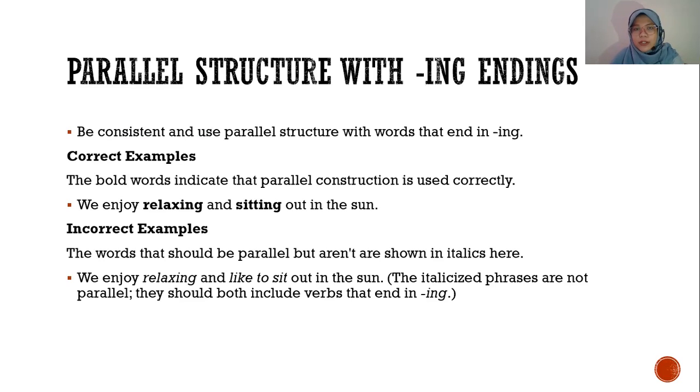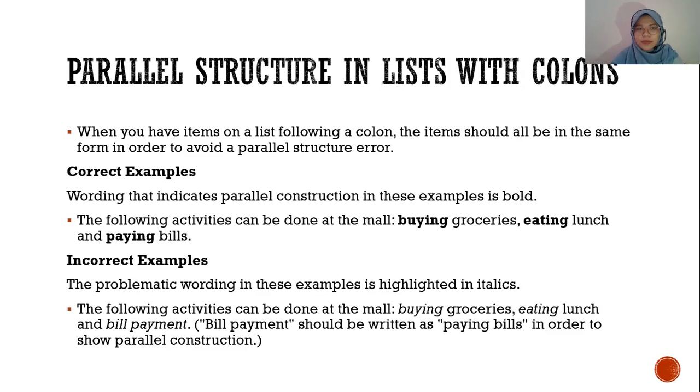So parallel structure also applies with ing endings, but once again you need to have the ing on all the words that are separated by the conjunction. In this case, if you have a look at the correct example, the conjunction is and: we enjoy relaxing and sitting out in the sun. So relaxing and sitting should both have the ing ending, and this means that you have equal structure in your sentence.